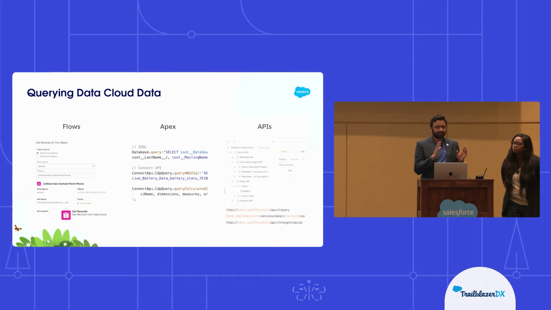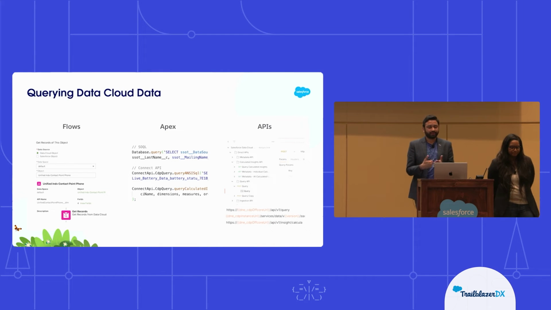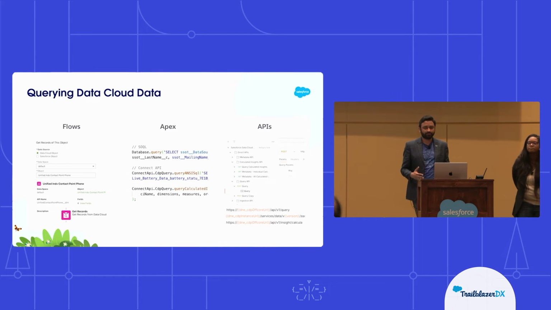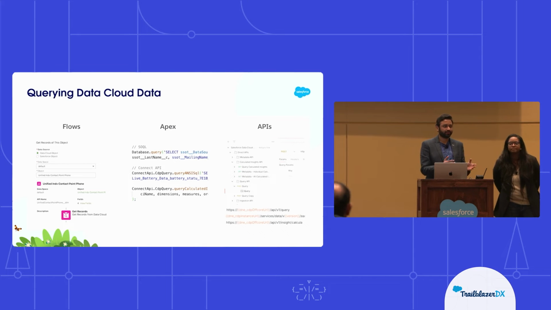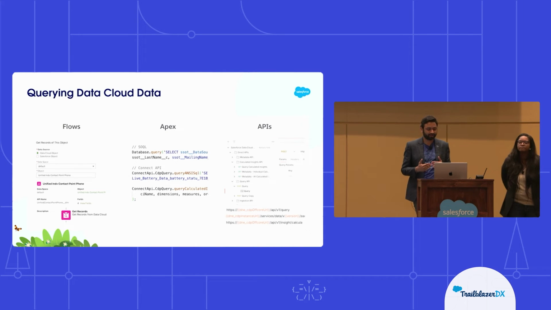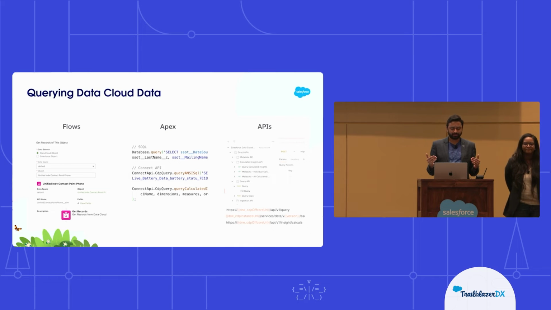Now, once your data is sitting in Data Cloud, you can query that data proactively, whenever you want. Let's say you are showing a Lightning Web Component and you want to query some data, you'll be able to do that. And there are multiple ways in which you can query data.